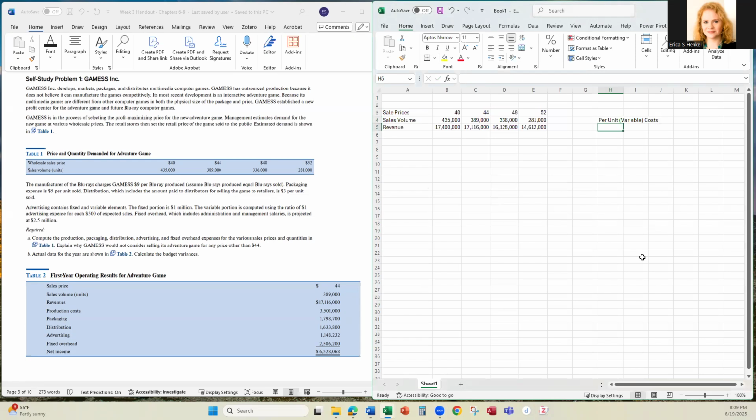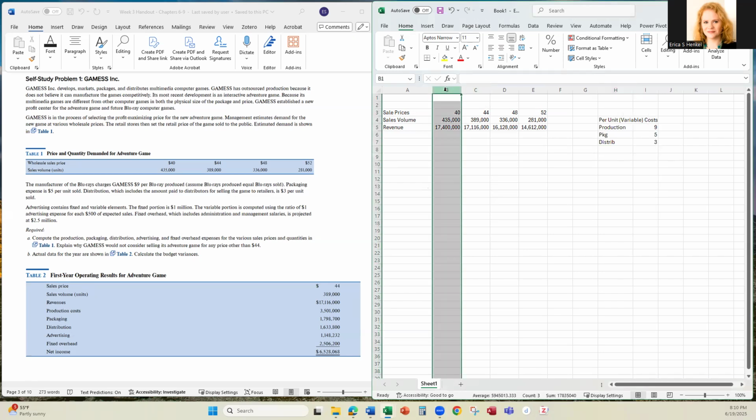So we have production of $9 each. And then packaging is going to be $5 per unit. And distribution is going to be $3 per unit. All right. So we can take these and multiply them out.